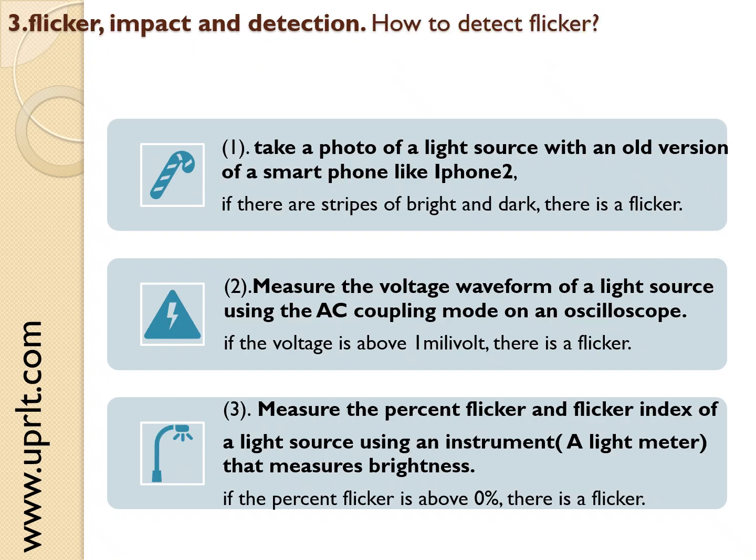How to detect flicker? 1. Take a photo of a light source with an old version of a smartphone like iPhone 2. If there are stripes of bright and dark, there is a flicker. 2. Measure the voltage waveform of a light source using the AC coupling mode on an oscilloscope. If the voltage is above 1 mV, there is a flicker. 3. Measure the percent flicker and flicker index of a light source using an instrument, a light meter, that measures brightness. If the percent flicker is above 0%, there is a flicker.